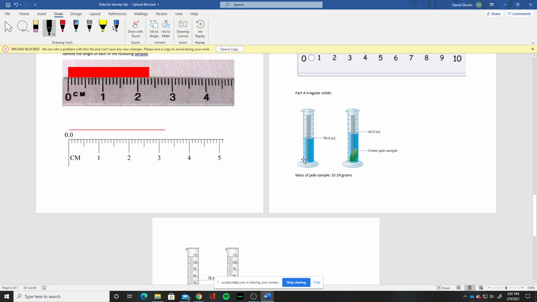So we have some water in a cylinder, and then we dunk a piece of jade into the cylinder, and the water goes up. And so the difference between these volume measurements is the volume of the jade. The water will go up exactly the same volume as the volume of the piece of jade, because there's no other reason for it to go up. The only reason it would go up is if something was pushing it up.